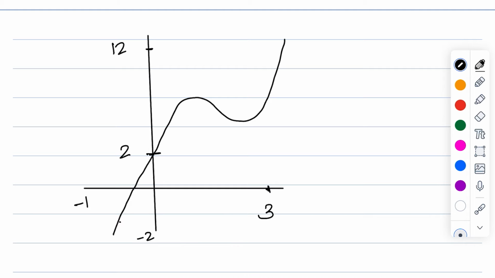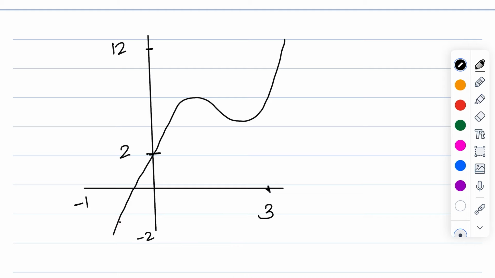A teacher asks her students to make some observations about the curve. Nadia said the x-intercept of the curve is between negative 1 and 0. Rick said the curve is decreasing at x equals to 1. Paula said the gradient of the curve is less than 0 between x equal to 1 and 2. State the name of the student who made an incorrect observation.